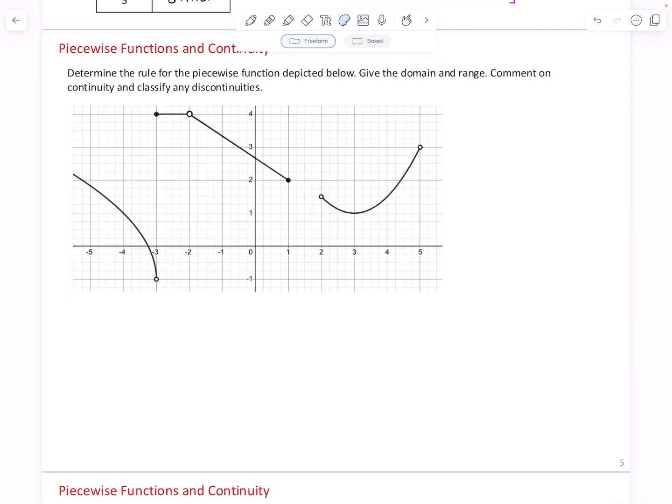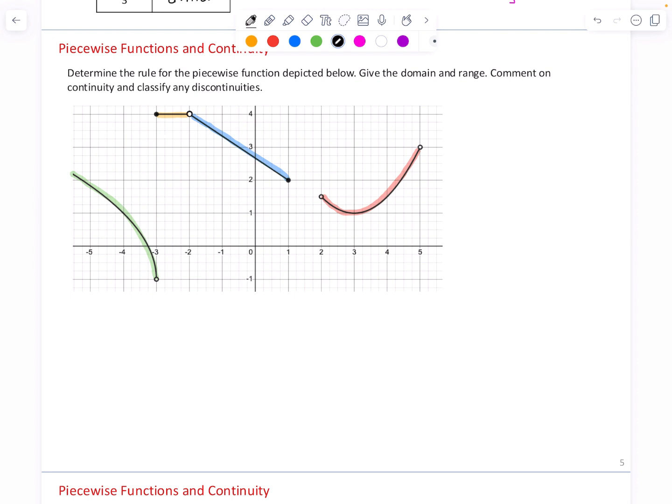Determine the rule for the piecewise function depicted below. Give the domain and range. Comment on continuity and classify any discontinuities. I'm going to color coordinate. So I have a green portion, an orange portion, a blue portion, and a red portion. Each of these will require its own rule.